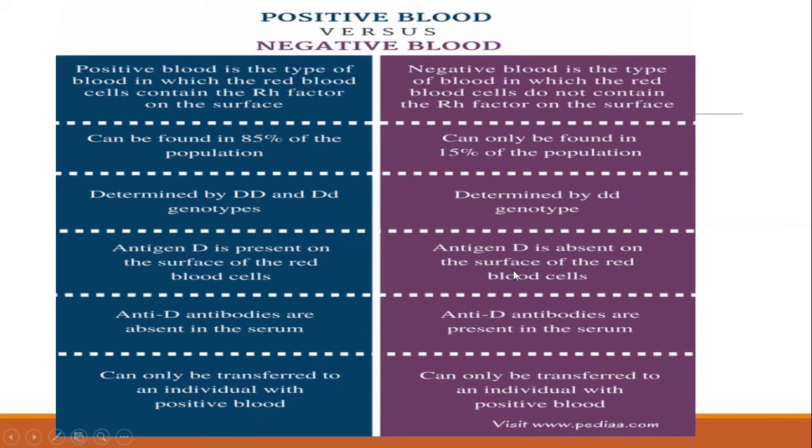In RH positive, anti-D antibodies are absent, while in RH negative, anti-D antibodies are present. So RH positive blood can only be transferred to an individual with positive blood, meaning positive blood to positive blood. RH negative blood can also be transferred to a positive person carrying positive blood.